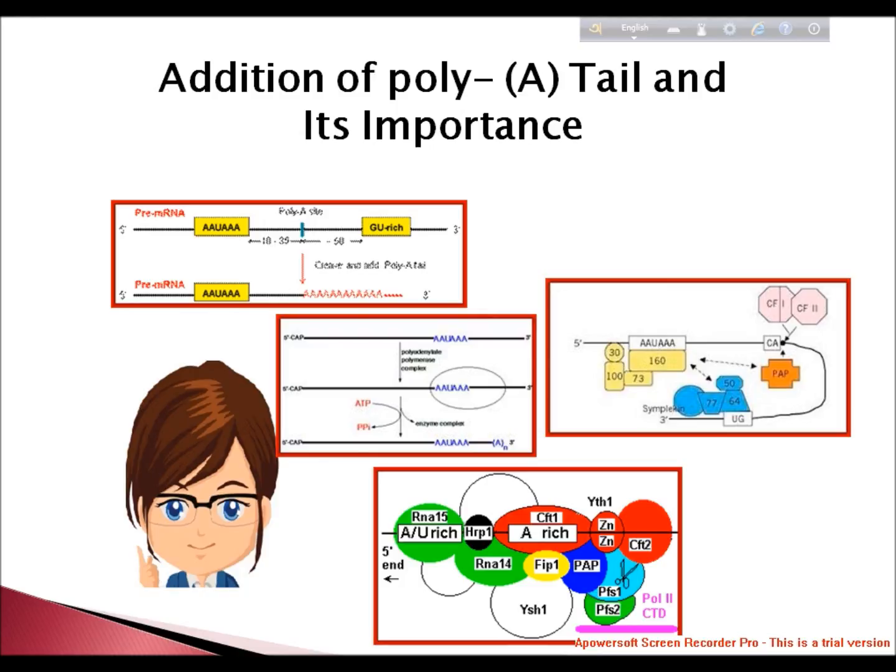PAP1P is the poly A polymerase. Two hybrid screens have shown it to interact with a protein FIP1P, which in turn bridges to the CSTF-like factors RNA14 and RNA15. These then bind to a protein complex associated with an additional upstream AU-rich sequence marker and the hnRNP-like protein HRP1. HRP1 binds in between CSTF and CPSF equivalent factors.